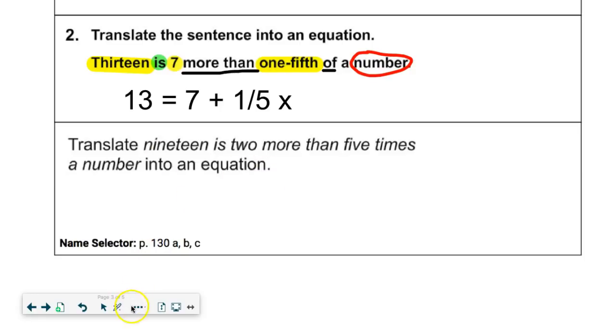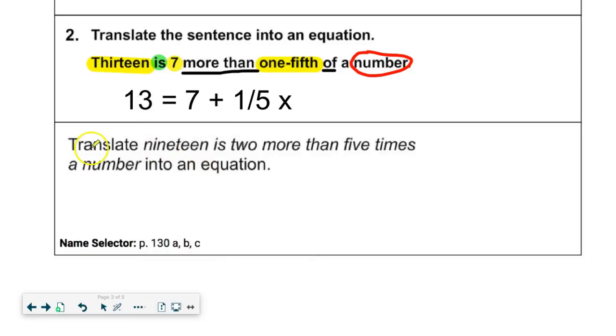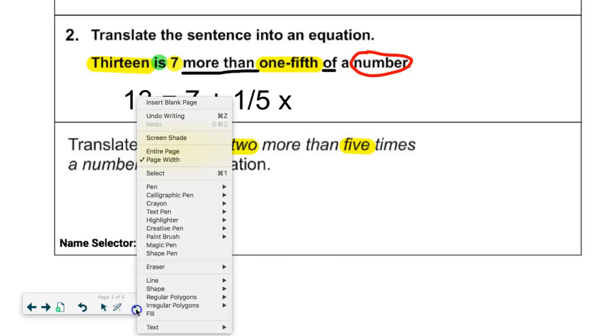So again, let's get our situation out here. I highly doubt that you have 2 highlighters and 2 pens at your disposal. Just do your best to kind of mark this up the right way. So translate 19 is 2 more than 5 times a number. Okay, so there's my numerical values.